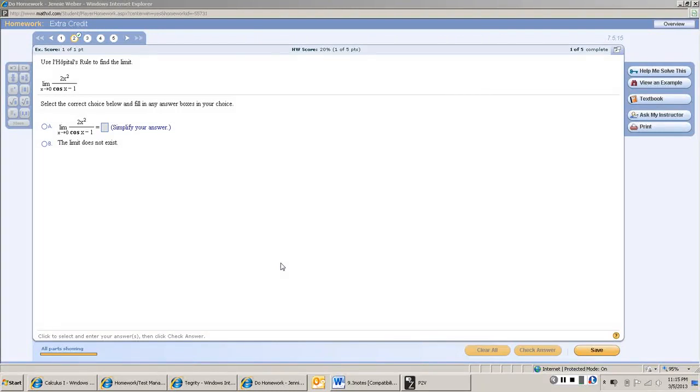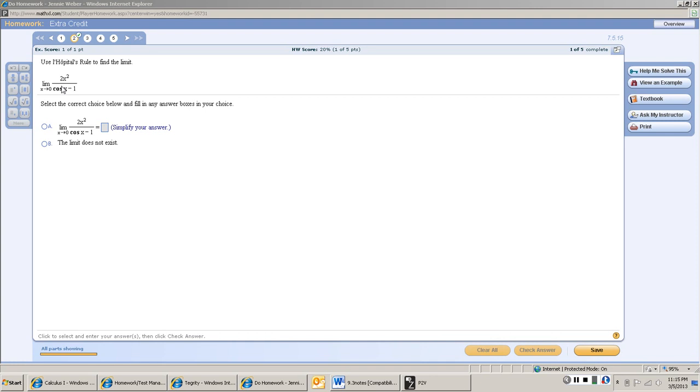Okay, I'm doing an example from 7.5 on L'Hopital's rule, which is part of the extra credit assignment. L'Hopital's rule is a way of finding the limit when normally we couldn't. Now, if we look at this limit, if you just put in 0, cosine 0 is 1, and so we'd have a 0 in the denominator, and we couldn't find this limit.